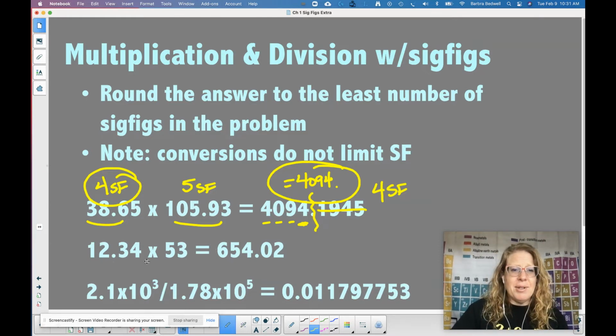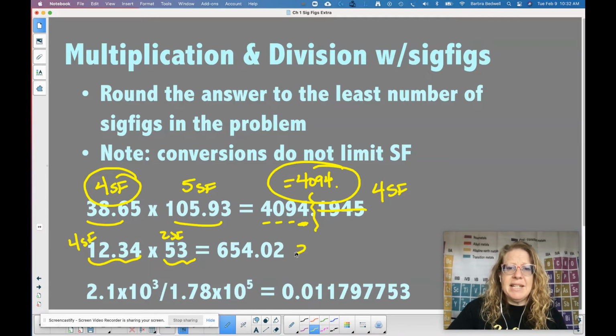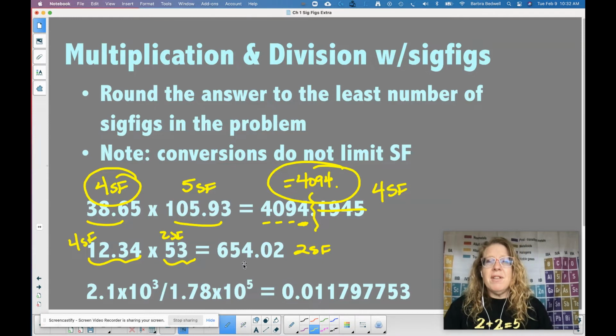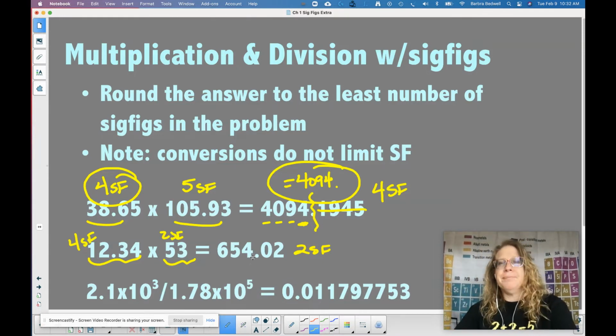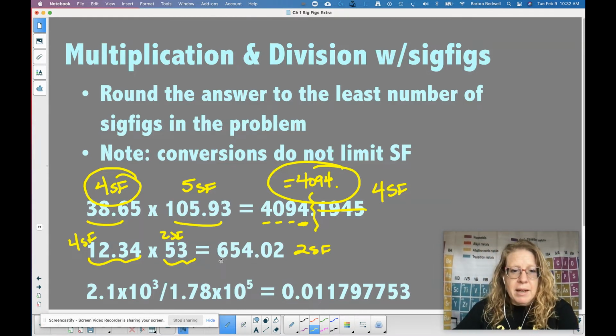So take a look at our original values, 12.34 times 53, and we get 654.02. Well, this one right here has 4 sig figs, right? 1, 2, 3, 4. This one has 2 sig figs, 2 SF. So I need to make sure that my answer here matches this. It needs to only have 2 sig figs, not the 5 that the calculator provided for you. So 2 sig figs, start at the beginning. There's number 1. There's number 2.